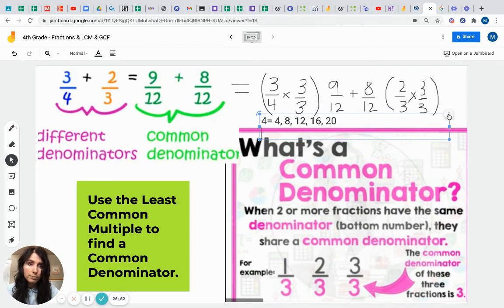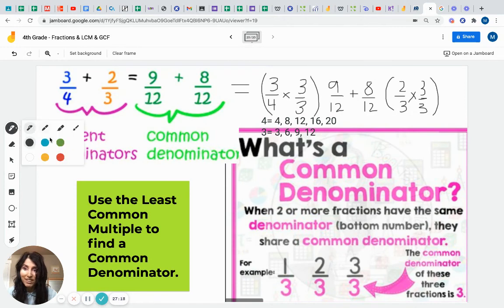Now I'm going to do the same thing for 3, which is right here. So I'm going to put 3 equals what? 3 times 1 is 3. 3 times 2 is 6. 3 times 3 is 9. 3 times 4 is 12. Oh my goodness, what do we notice here? Did we find our common denominator? Yes, we did, because we found our least common multiple. I see a 12 and a 12.